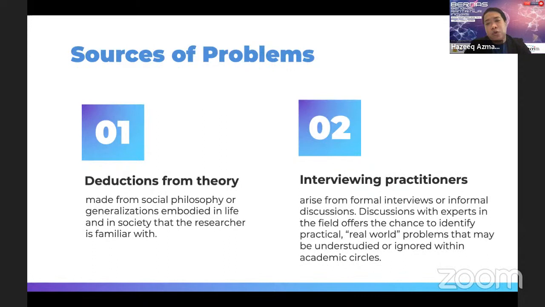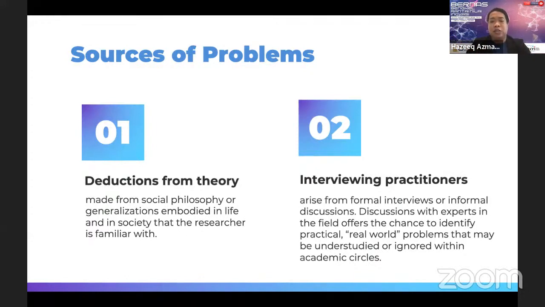Number two is interviewing practitioners. When you discuss, whether formally or informally, with experts in the field, you will get the real-world problems or things that are worth exploring as research.